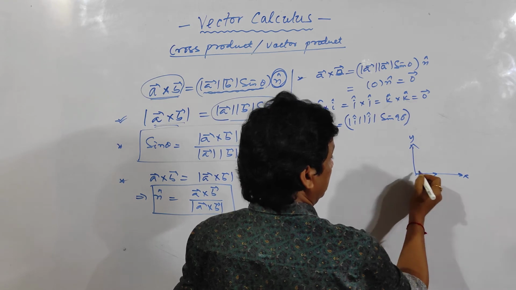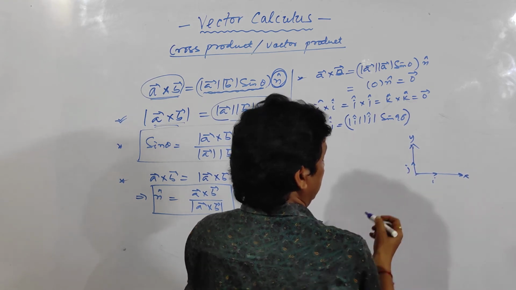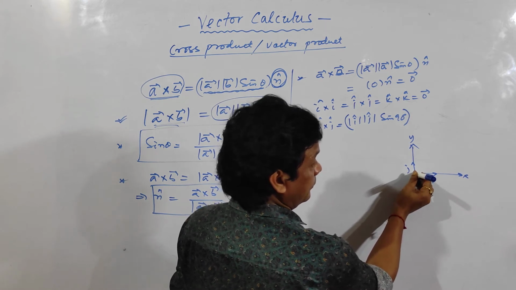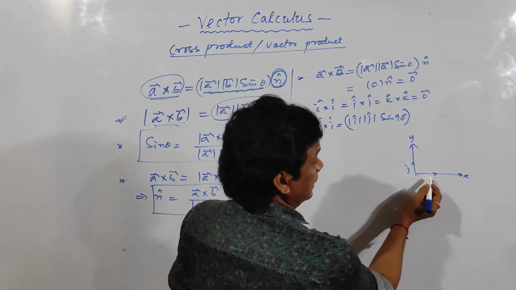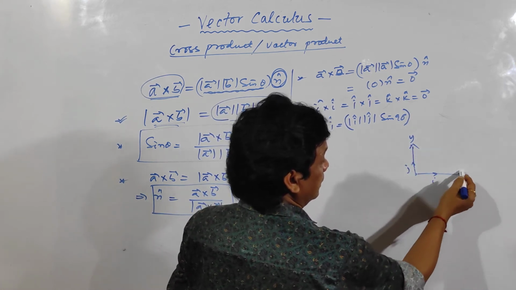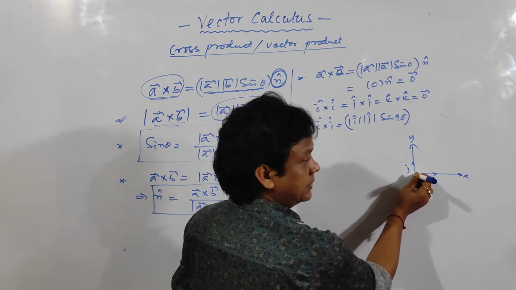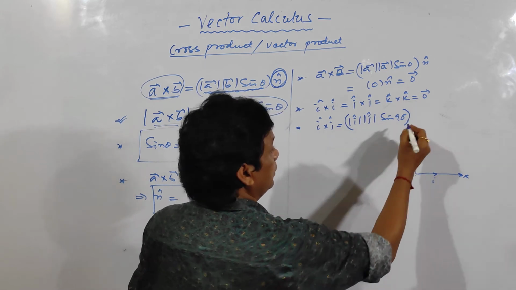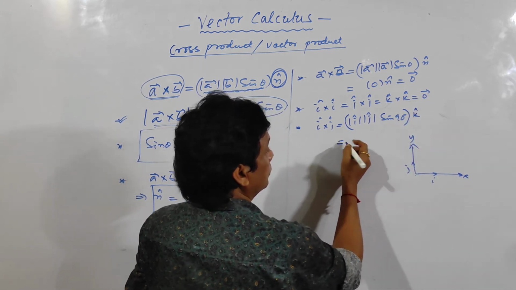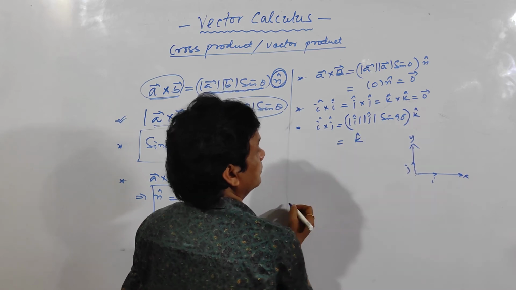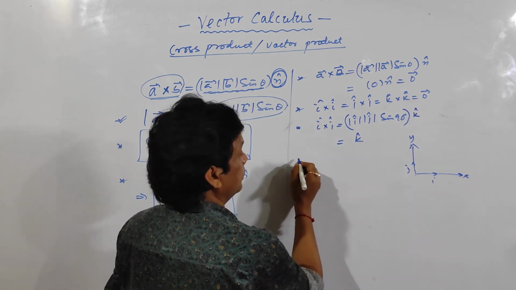See here. So this is i cap and this is j cap, and your z axis is like this. Clear? So i and j are in the xy plane, and the z axis is perpendicular to the xy plane. And along the z axis, the unit vector is k cap. So into k cap. Sin 90 is 1, so it is equal to k cap. So the value of i cross j is equal to k.